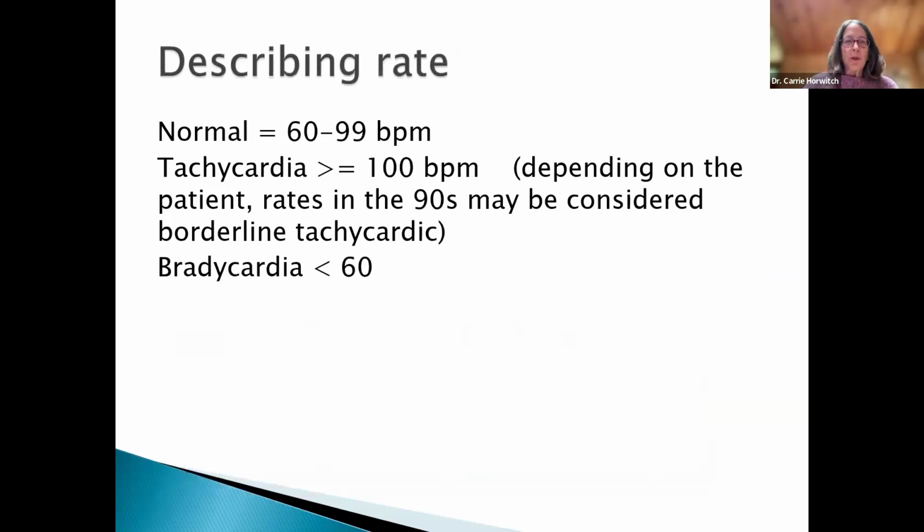So how might we describe rate? Well, there's normal, which is between 60 and 99. Again, in some instances, over 90 could be abnormal for an individual. But by definition, 60 to 99 is considered a normal heart rate. If it's above 100, that's called fast heart rate or tachycardia. If it's below 60, that's bradycardia or slow heart rhythm. So those are the only three. It's either normal, too fast, or too slow. Next slide.